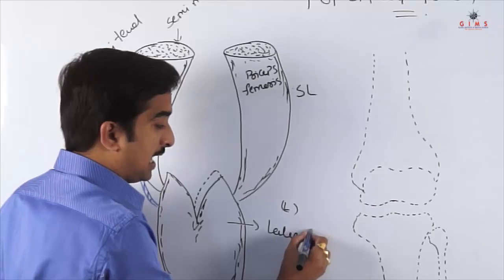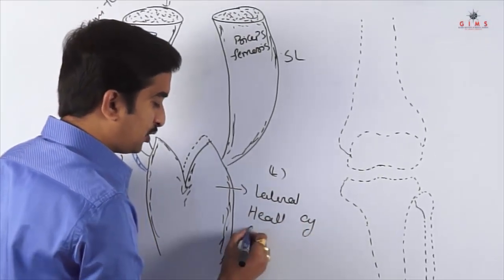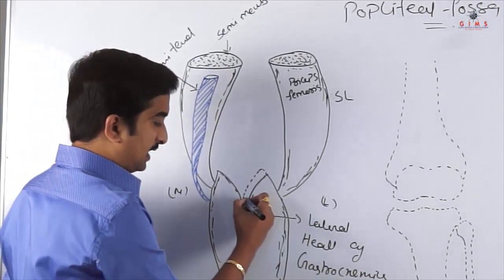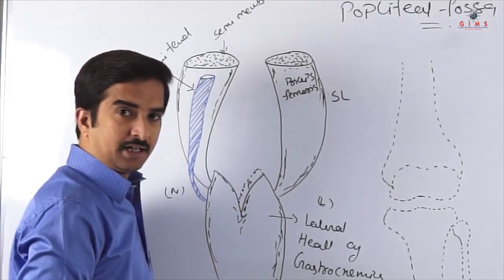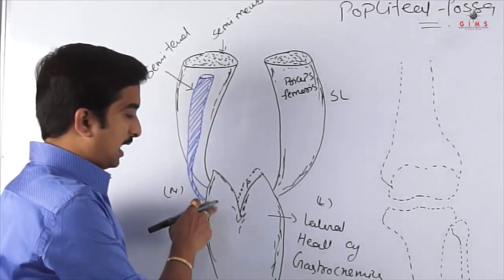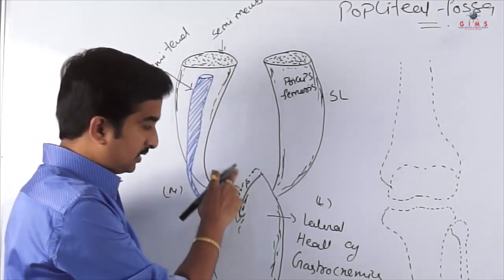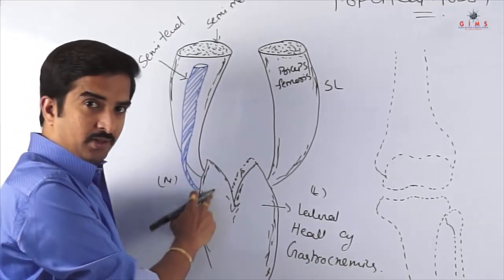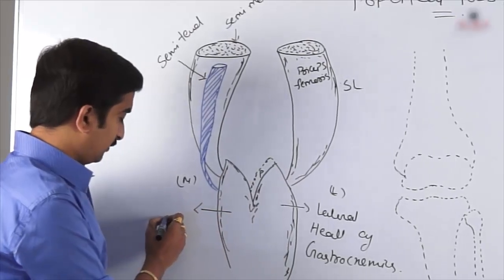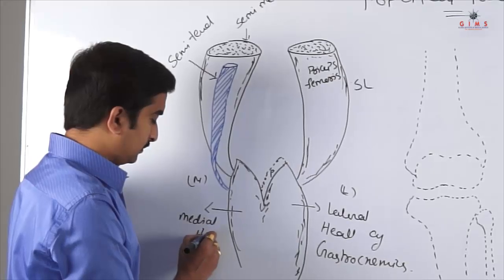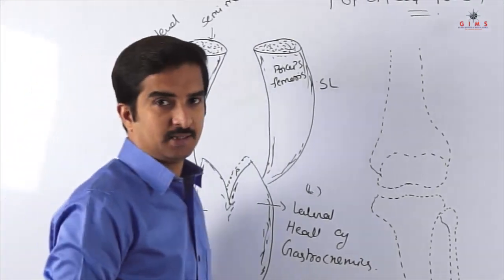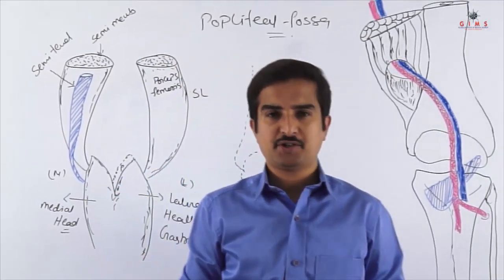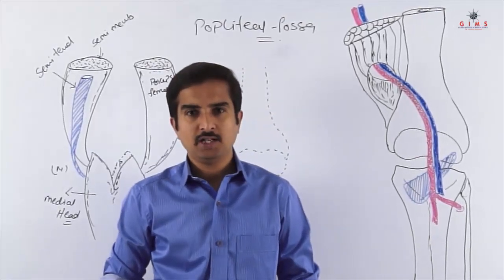The inferolateral boundary is formed by the lateral head of gastrocnemius, as well as the plantaris. And inferomedially, it is formed by the medial head of gastrocnemius muscle. So these are the boundaries which form the popliteal fossa, a diamond shaped depression which can be felt at the back of the knee.